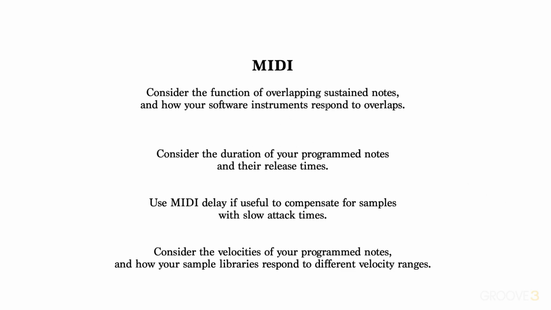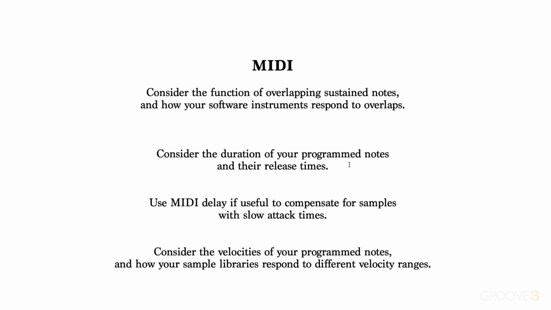Consider the function of overlapping sustained notes and how your software instruments respond to the overlaps. So if you have legato transitions, make sure to have some overlaps between your sustained tones versus having no overlaps so you get a clean attack on the new notes. Again, neither is right or wrong, but keep these in mind when you're programming your parts.